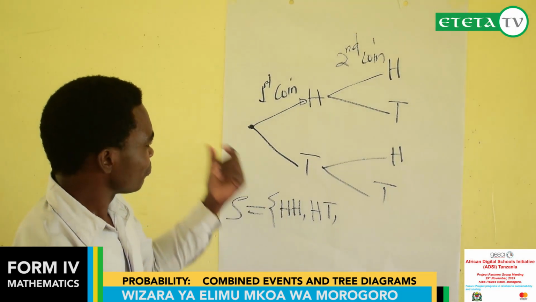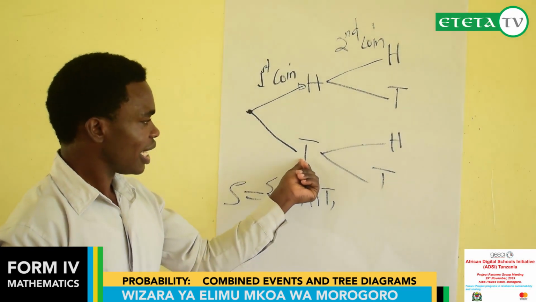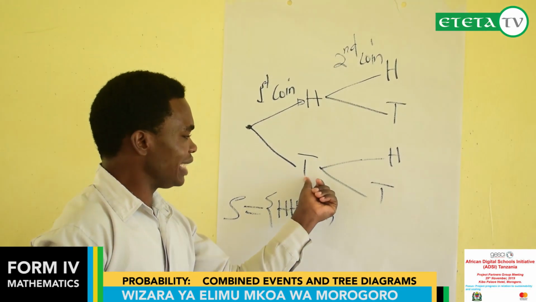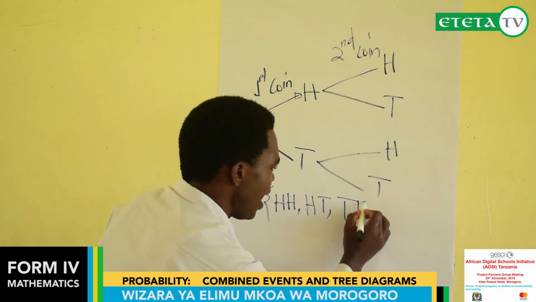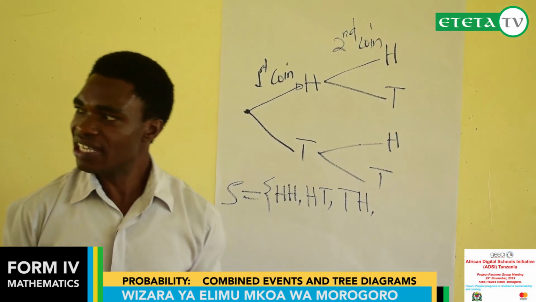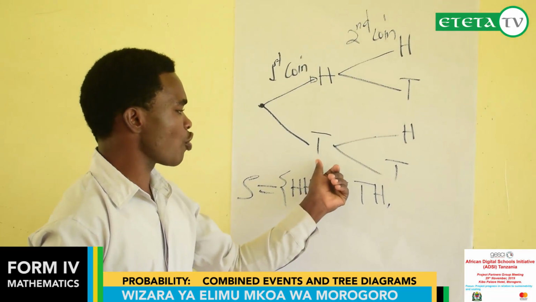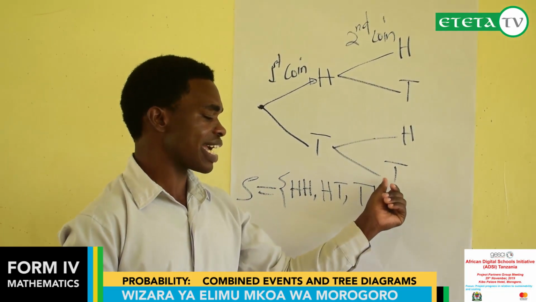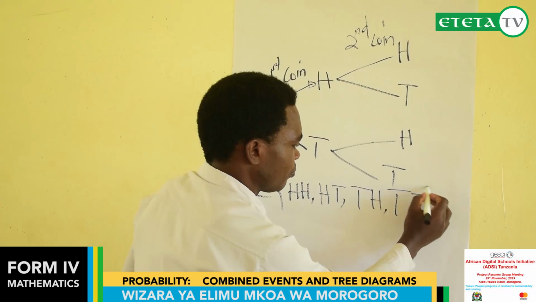And again, you can observe a tail on the first coin and a head on the second coin. So it can be TH. And the last outcome we can observe is, from the first coin you observe a tail, and again on the second coin you observe a tail. So it will be TT.